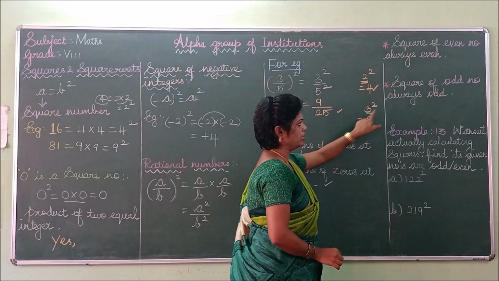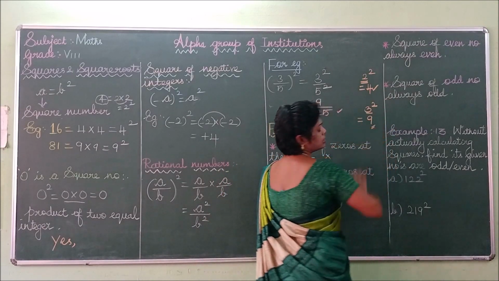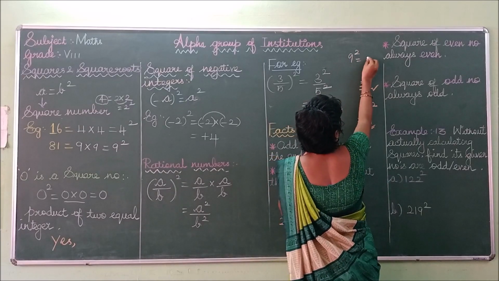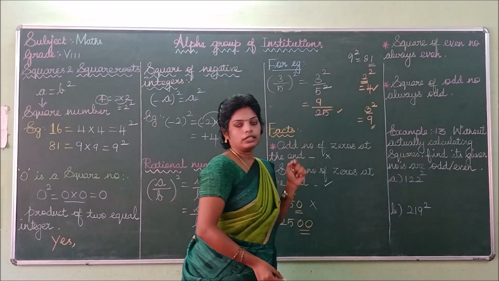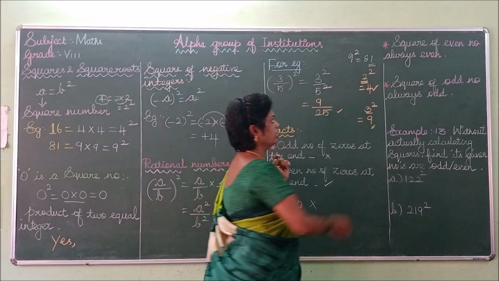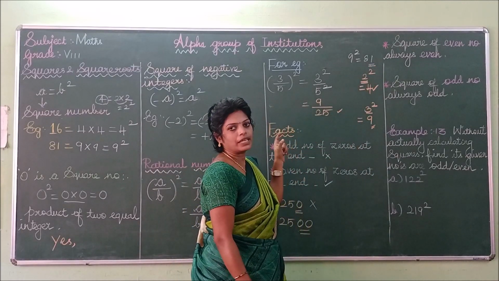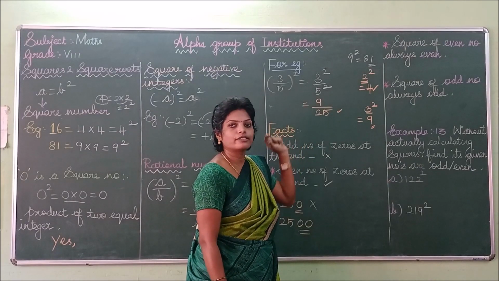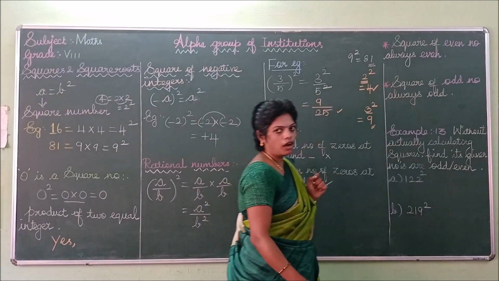Square of an odd number is always odd. Not only with single digits, if you take 9 squared, what is it? 81. So look at the unit place, not the tens place or hundreds place. You have to look at the ones place in each and every number. 9 squared is 81. 9 is an odd number. 1 is also an odd number. So we can say the square of an odd number is always odd.